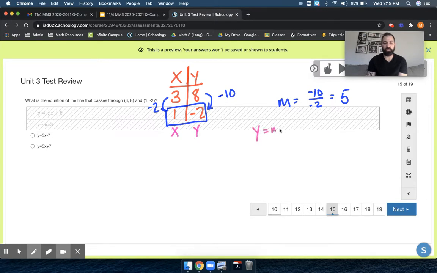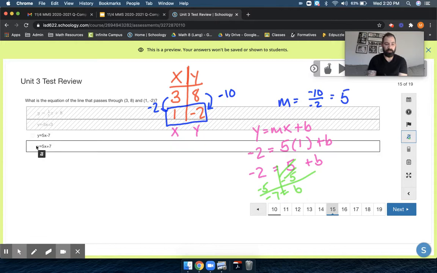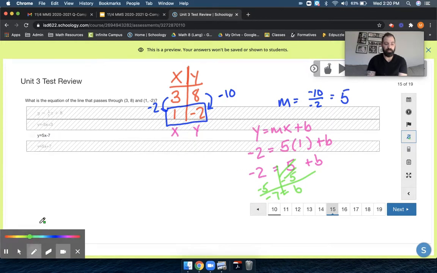You have y equals mx plus b. Substitute. Y is negative 2, m is 5, x is 1, and plus b. Simplify. 5 times 1 is 5 plus b. To solve it, we need to subtract 5 from both sides. And we get negative 7 equals b. So then look at my answers. Which one has a negative 7 there at the end? So my answer should be y equals 5x minus 7.